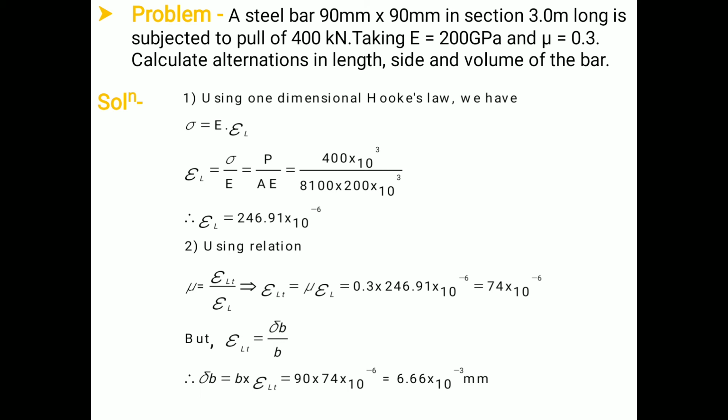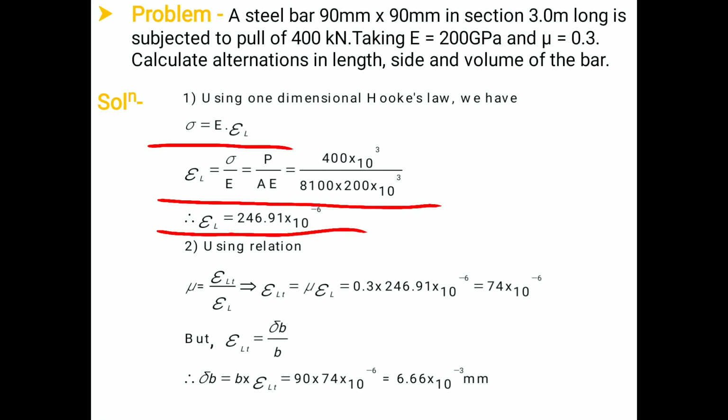First of all, we will calculate the value of change in its length. We have Hooke's law, which is sigma equal to E into epsilon L. Therefore, from this relation we have epsilon L is equal to sigma by E. If I put the value of sigma, which is P by A, I have the relation P by AE. And from the given numerical data, if I put the values of P, A and E, we have the value of epsilon L, that is the strain in linear dimension.